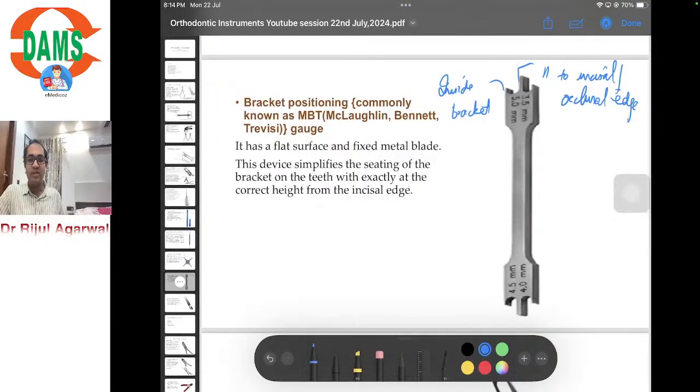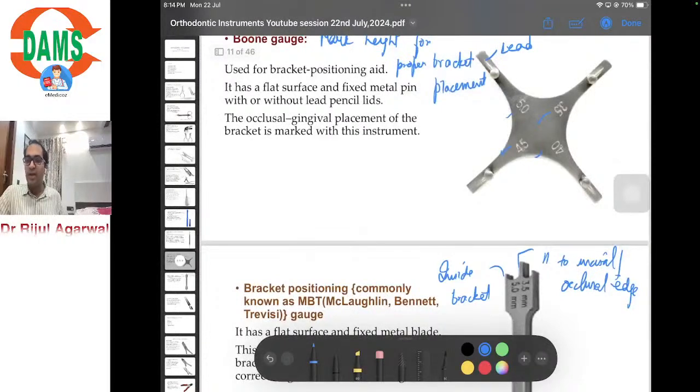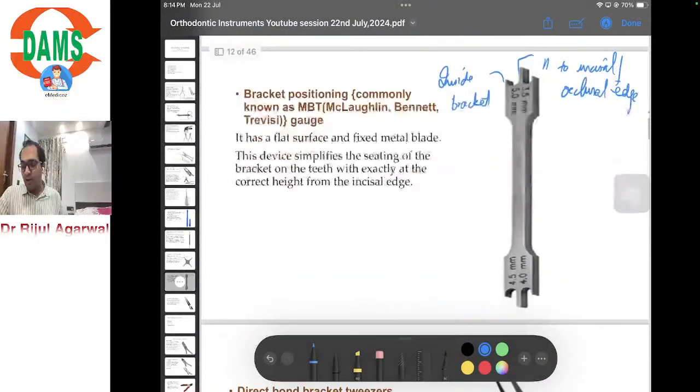To mark it, place the bracket at the correct height. In the previous one, we used to mark it with a pencil and then place the bracket. In this MBT or the bracket positioning gauge, the brackets are placed and we correct the position with the help of this gauge.